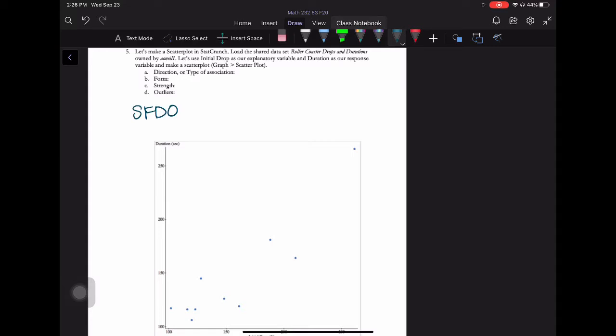Strength is how strong it is, based on how close the points are to an imaginary line that you would draw. The form, is it linear or not? The direction, is it positive or negative? And whether or not there are outliers.